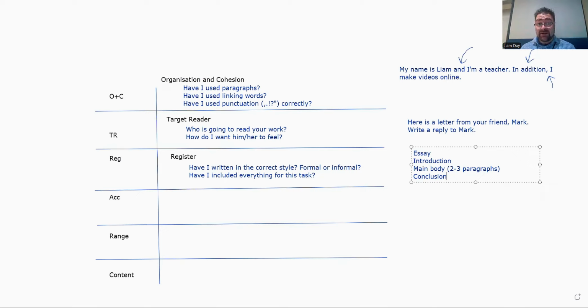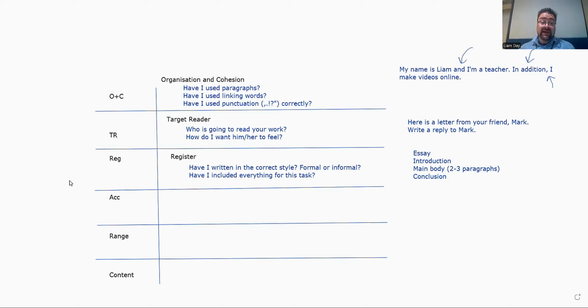If you're writing an email, you don't want to start a letter to Mark with "Dear Sir" or "Madam," and you don't want to start a letter to a company with "Hi, bro." So think about the language that you're using. This register is all about what language you are choosing.